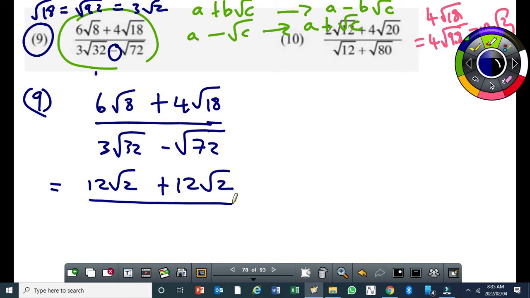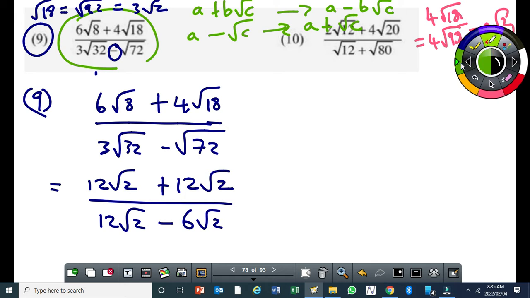The denominator, the 32 can be written as 16 times 2, which means we end up having 12 square root of 2. Alright? Minus square root of 72 is the same as 36 times 2, so this will be 6 square root of 2. Okay, now, because we now have the same prime number inside the square root, it means to do this question, you may not need to use the conjugate of the denominator.